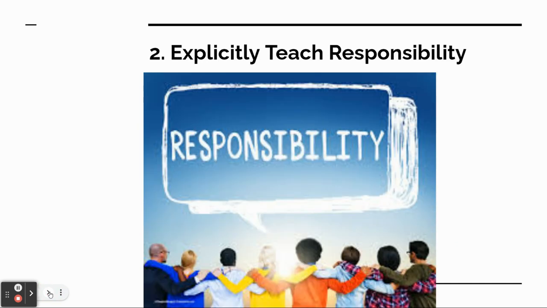Number 2, explicitly teach responsibility. Students need to know what responsibility actually looks like, what it actually means to be responsible. This can be done by using both examples and non-examples for students of what responsibility is and what it isn't, as well as positive reinforcement when they're on the right track.